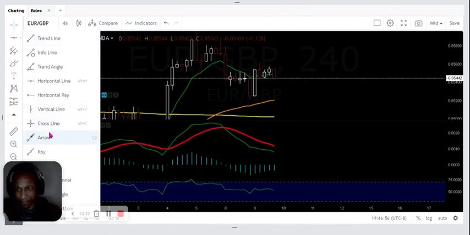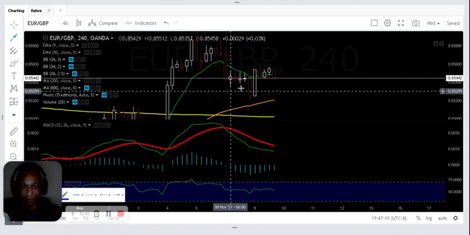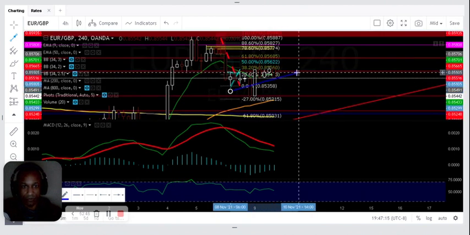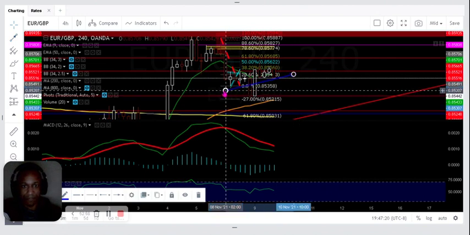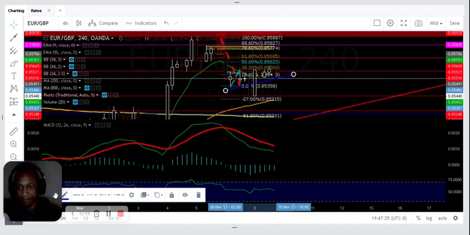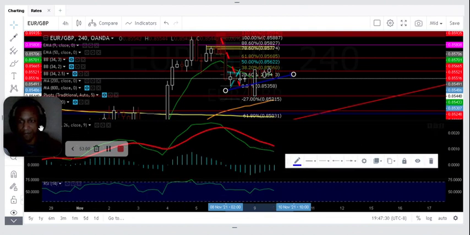See, this is what I learned from Ryan, Ryan G. I call him Ryan G. Basically, from what I understand, the divergence is like a reversal because, see, look right here. This blue arrow I just drew, which I'm gonna label green, because my color for H4 is green.